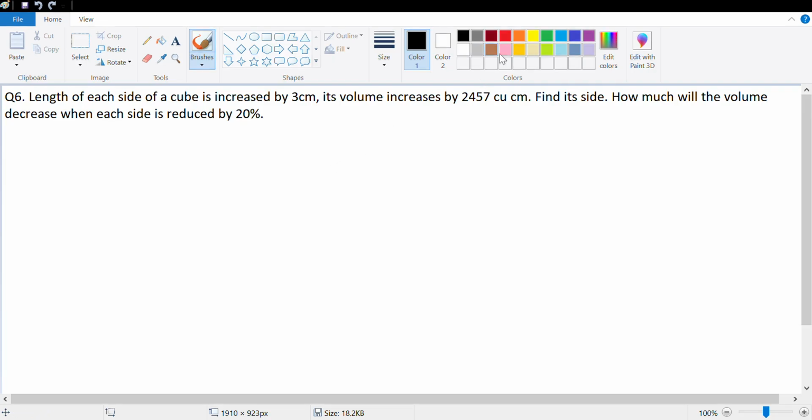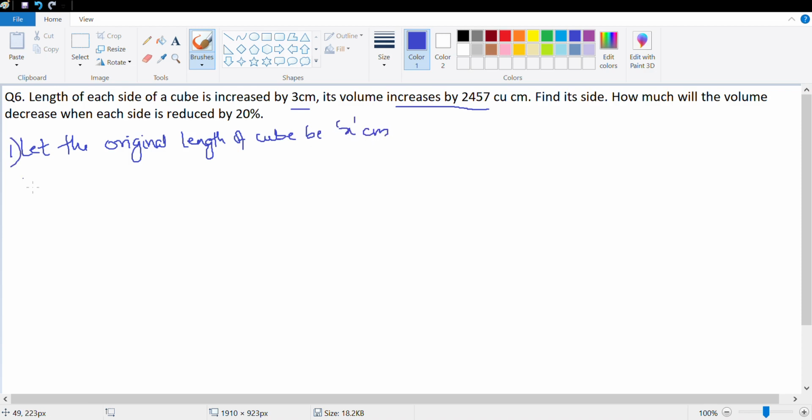Hi guys, let's look at the next question in this exercise 21C. It says the length of each side of a cube is increased by 3 centimeter, then the volume increases by 2457 centimeter cube. Find the side. Okay, so let the original length of the cube be x centimeter.